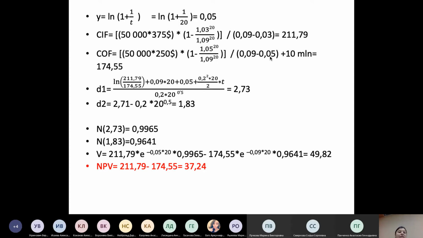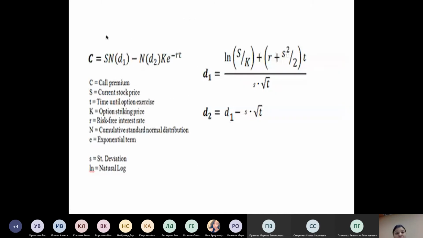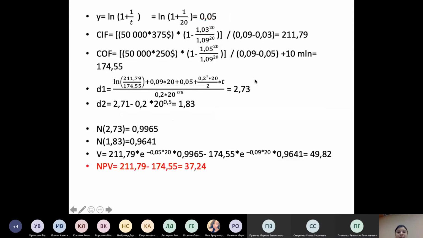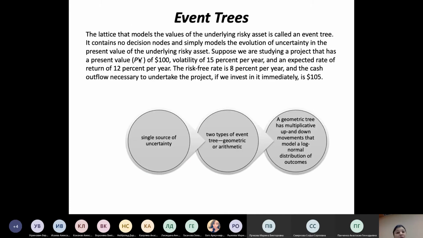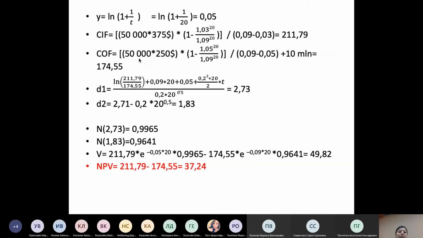Then I found D1. It will be the natural logarithm based on our cash inflows to cash outflows, or in this context, our spot price divided by our strike price, plus our risk rate multiply T. Let's return to this. Risk rate multiply the period of existence plus our losses in yield. Don't forget about our losses in yield.